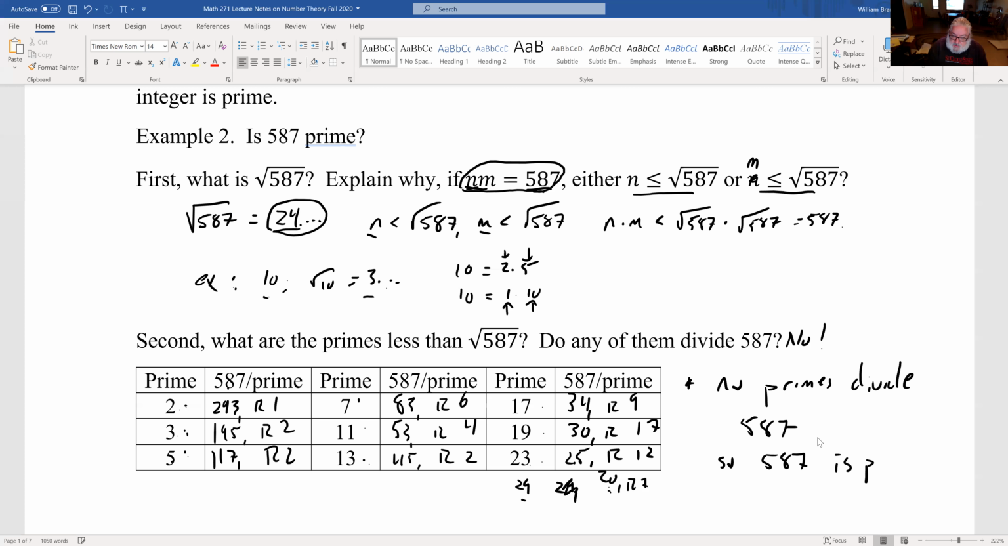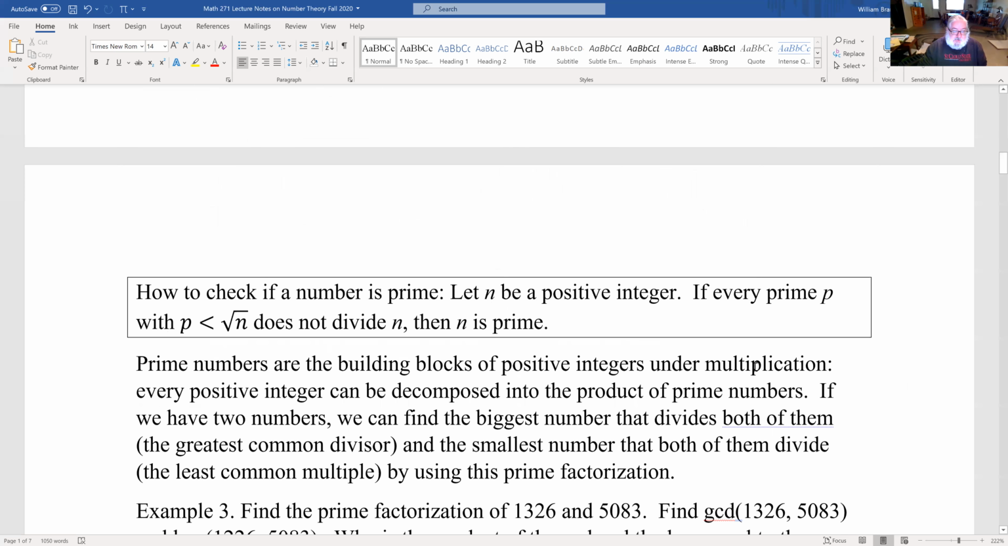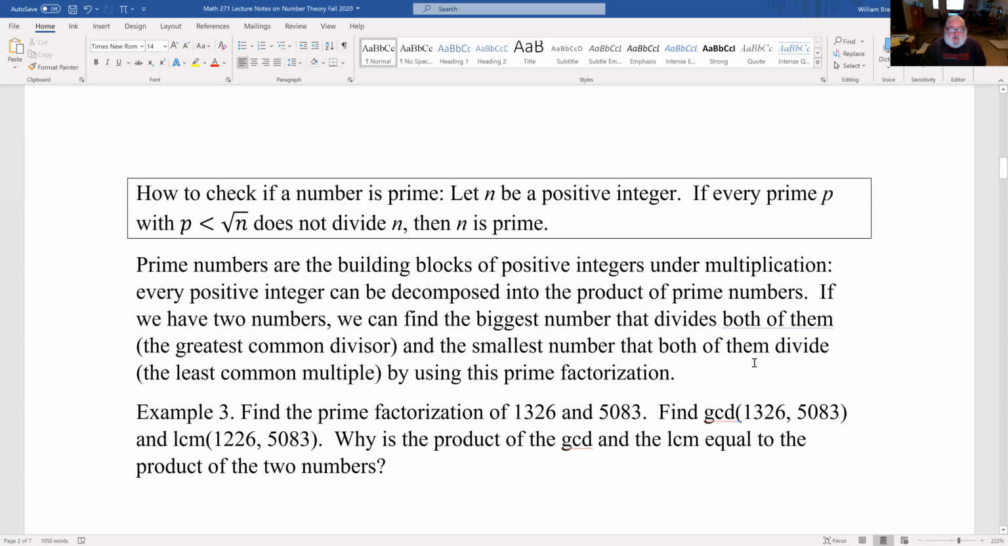No primes divide 587, and we don't need to check anymore because if a prime number that was bigger than the square root of 587 divided 587, then it would be multiplied by one of these numbers that are less than the square root, and we already know none of those numbers divided. So that's how to check if a number is prime. Let n be a positive integer. If every prime p less than the square root of n does not divide n, then n is prime.